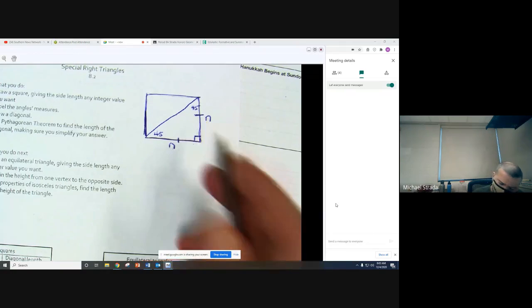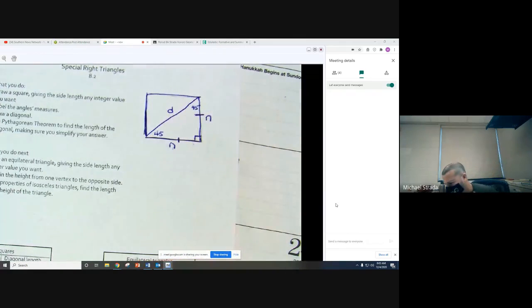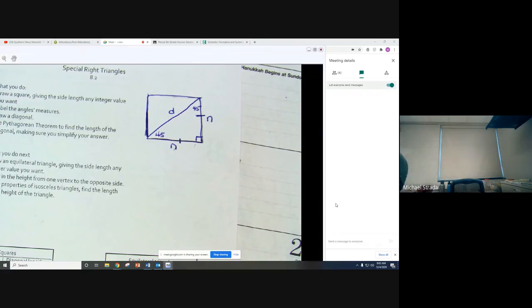Whatever number you picked for that, what I would like you to do real quick is find the length of the diagonal. Not as a decimal, though, as a simplified radical.